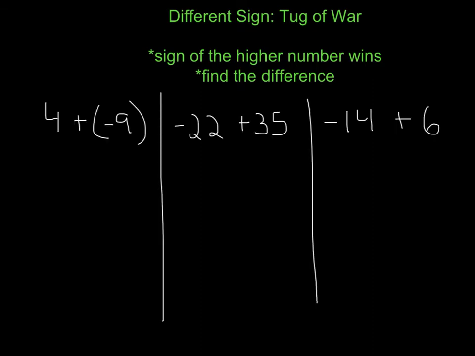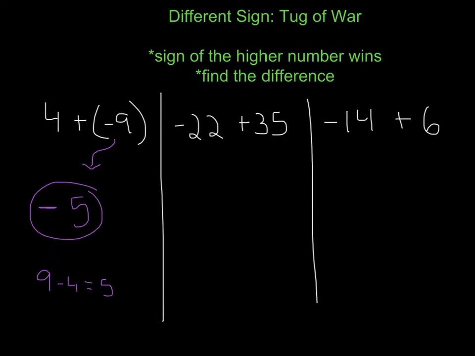Okay, here are three examples where we have integers of different signs. Let's look at this first one, 4 plus -9. Which one's bigger, 4 or 9? Well, obviously 9 is, and since 9 is negative, negative wins the tug of war. So the bigger one wins the tug of war, it's a negative, so your final answer is negative. And then you find the difference, or you subtract. And 9 minus 4 is 5, but your final answer is -5.